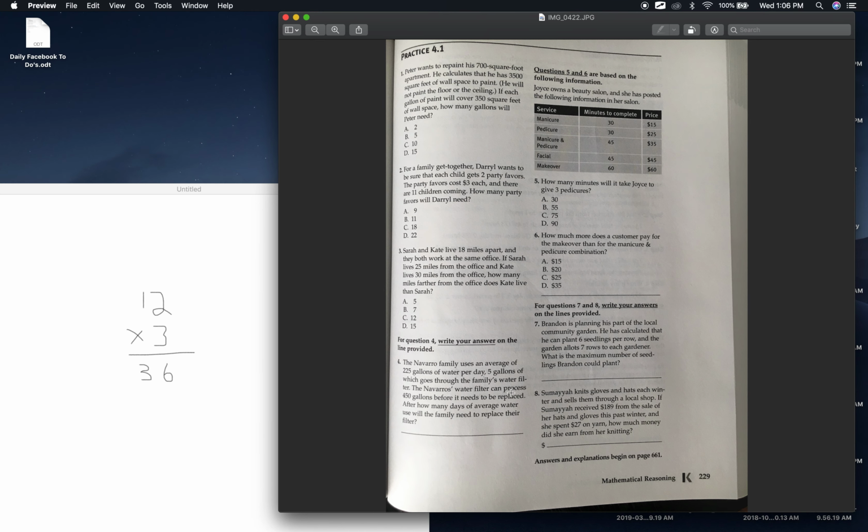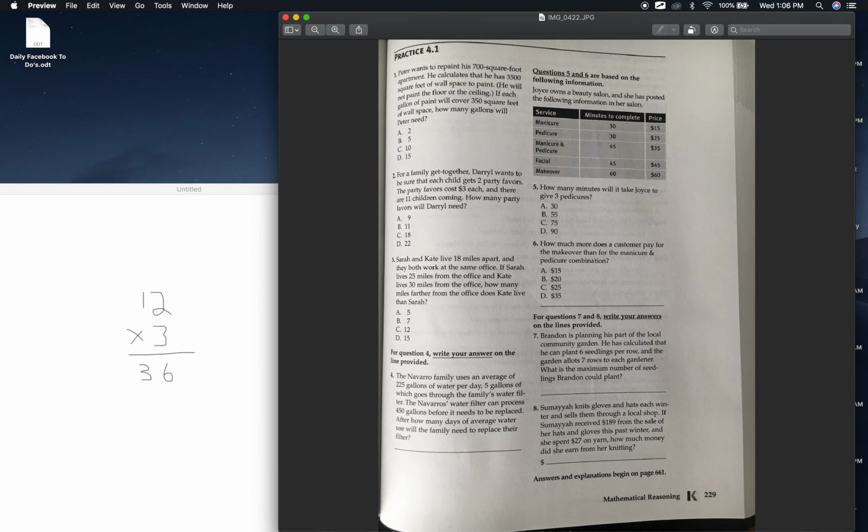So Peter wants, sorry, I'm stretching this out. Peter wants to repaint his 700 square foot apartment. He calculates that he has 3,500 square feet of wall space to paint. He will not paint the floor or ceiling. If each gallon of paint will cover 350 square feet of wall space, how many gallons will Peter need?